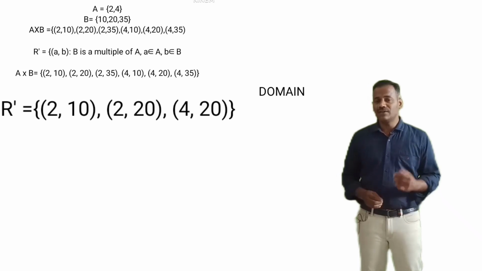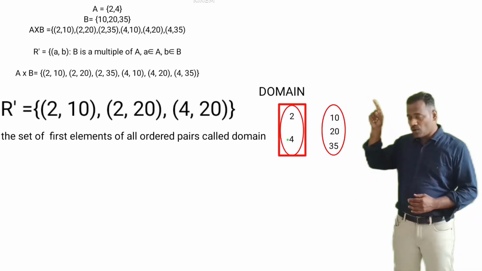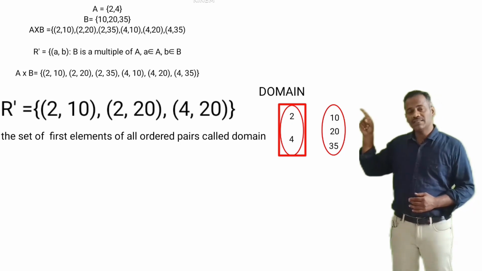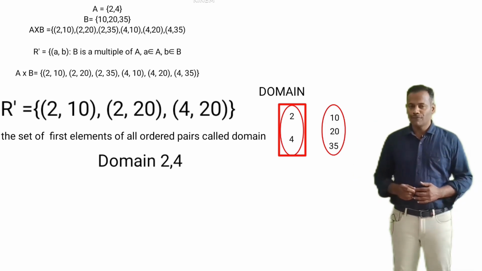Now let us understand domain. What is meant by domain? The set of first elements of all the ordered pairs in the set R dash is called the domain. So the domain is {2, 4}.